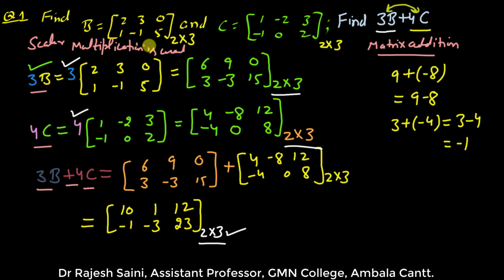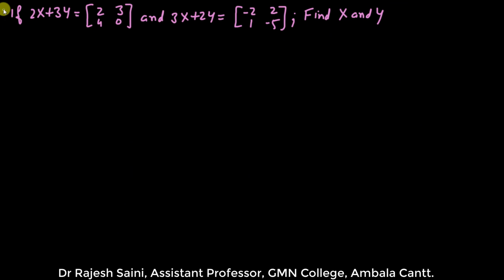One is scalar multiplication, another one is matrix addition. So this question consists of the addition of two matrices, that is 3B plus 4C, where we were given B and C. So that is how we have done it, and this is an important question. Now we will take up the next problem based upon matrix addition and scalar multiplication. So this is the second problem, question number 2.